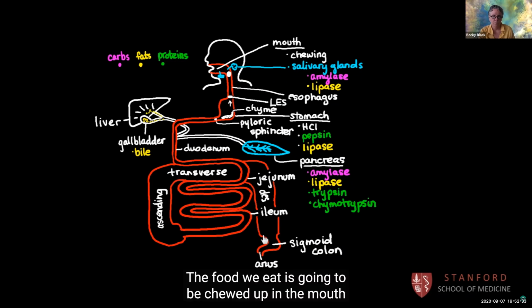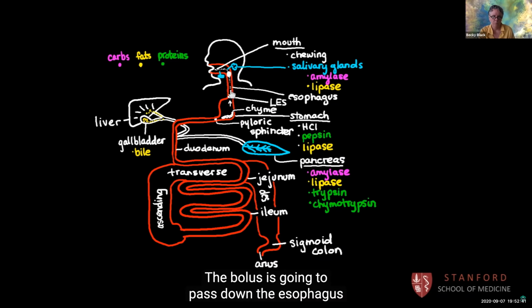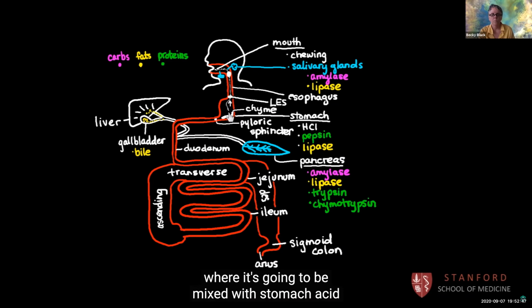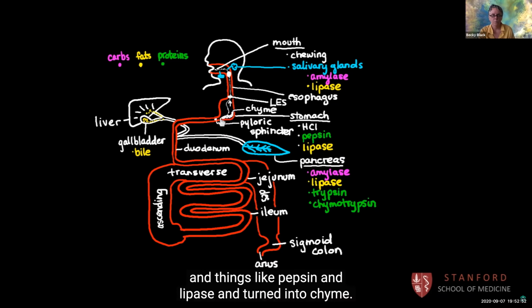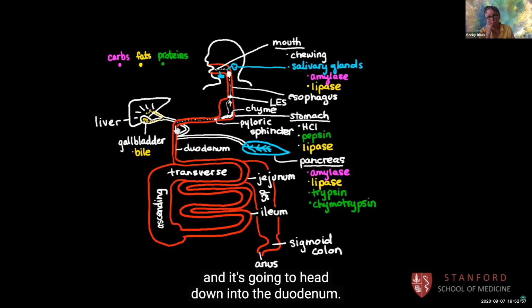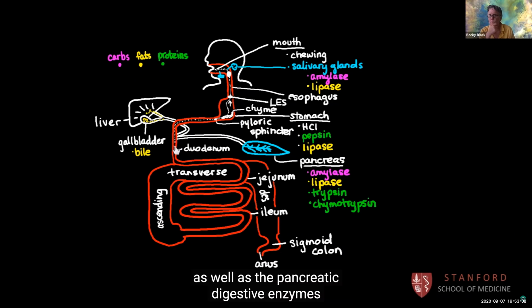So the food we eat is going to be chewed up in the mouth and swallowed in the form of a bolus. The bolus is going to pass down the esophagus and through the lower esophageal sphincter into the stomach, where it's going to be mixed with stomach acid and things like pepsin and lipase and turned into chyme. That chyme is going to pass through the pyloric sphincter, and it's going to head down into the duodenum. And in the duodenum, bile from the liver and the gallbladder is going to be secreted into this part, as well as the pancreatic digestive enzymes like amylase, lipase, trypsin, and chymotrypsin.